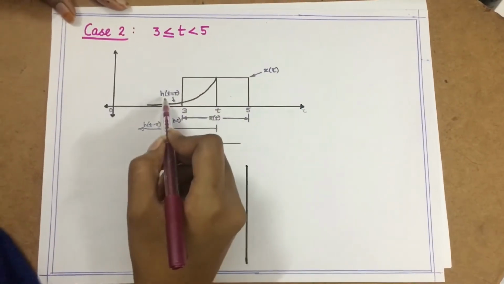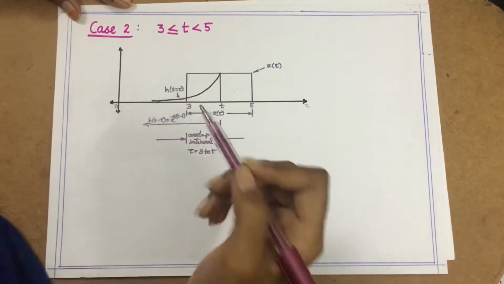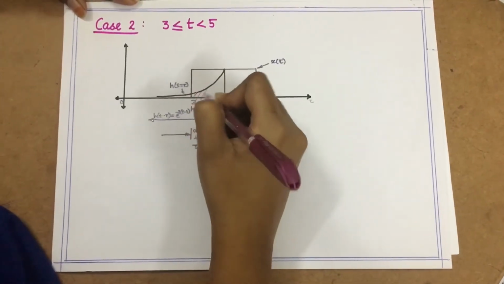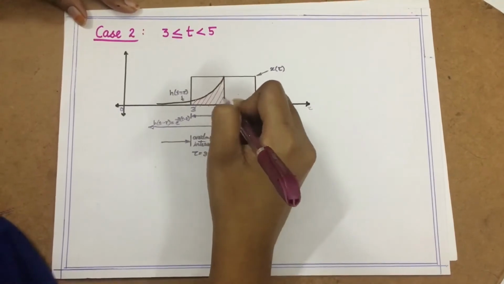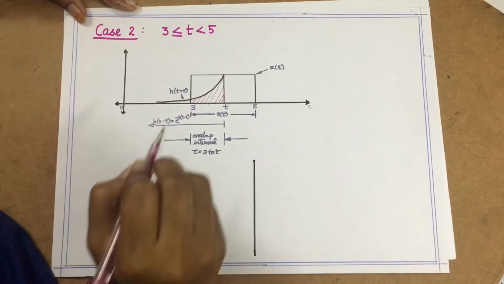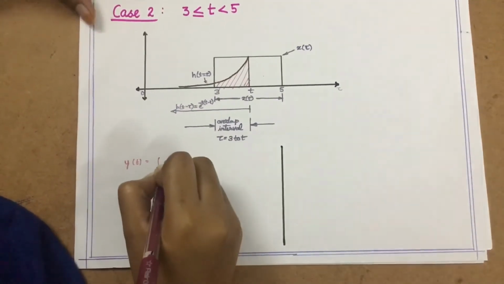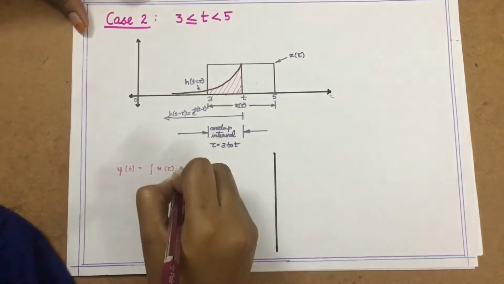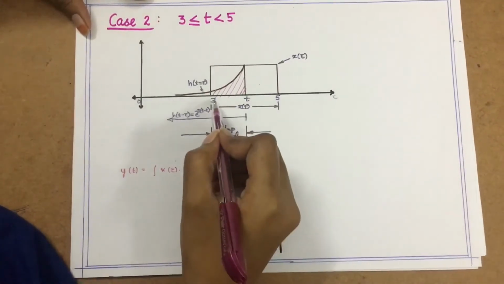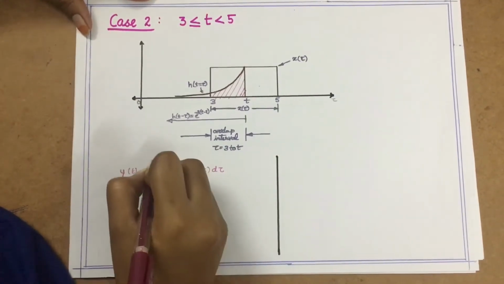Drawing the graph of h(t minus tau) and x(tau), we can see that the graph overlaps between the region 3 to t. This is the overlapped region. So tau ranges from 3 to t. Now by the convolution theorem, we can write y(t) is equal to the integral of x(tau) into h(t minus tau) d tau. We know the overlap is between 3 to t. Therefore, the integral limits range from 3 to t.